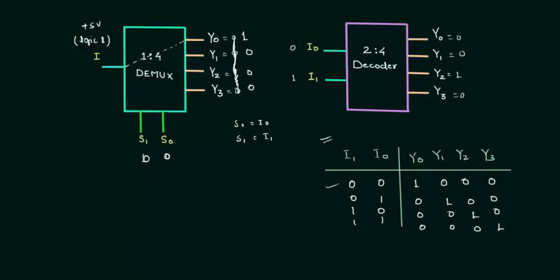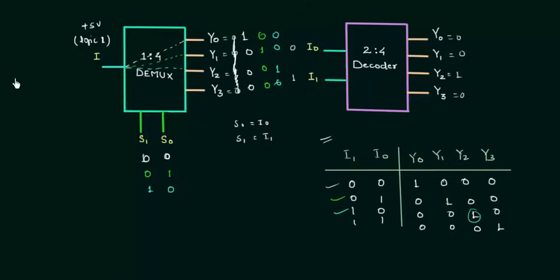Now we will move to second case. When s0 is 1, s1 is 0. In this case, the input I is transferred to y1, making y1 high, and rest all outputs are 0. We can verify it. When I0 is 1, I1 is 0. You can see y1 is high. So second case is also verified. For the third case, we have s1 as 1, s0 as 0, and in this case the input I will be transferred to y2. So y2 is high and rest all outputs are 0, and you can see y2 is high. So third case is also verified.